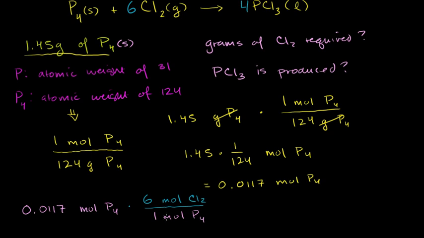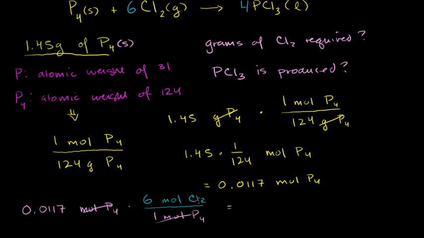And the reason I wrote it this way instead of writing 1 mole of molecular phosphorus for every 6 moles of chlorine gas is because I want to make sure that the units cancel out. And it also should make sense for you intuitively. If I have 1 of this, I'm going to need 6 of this. If I have 0.0117 of this, I'm going to need 6 times of the chlorine gas. And the units work out. This cancels out with that. And I'm just essentially multiplying by 6.